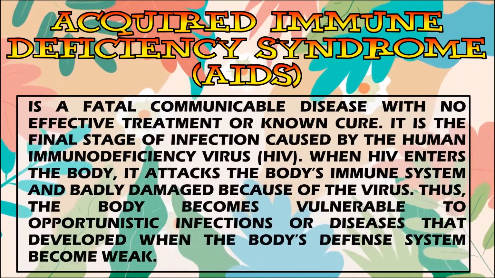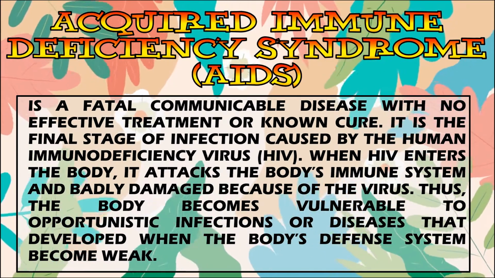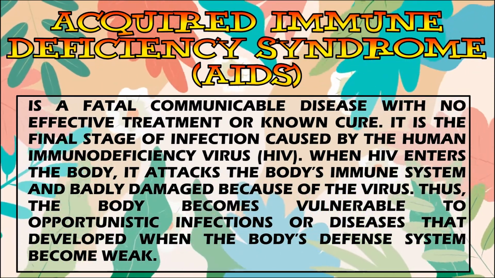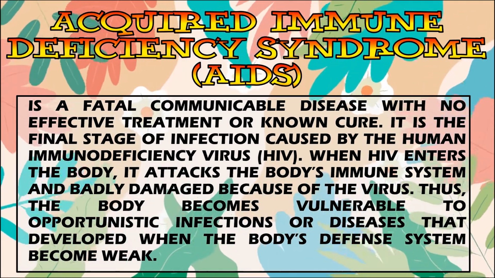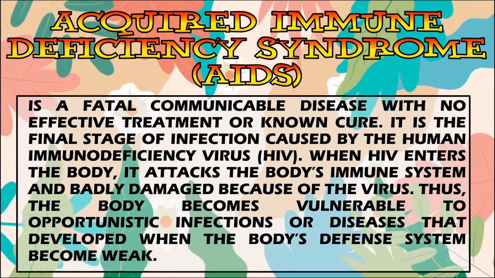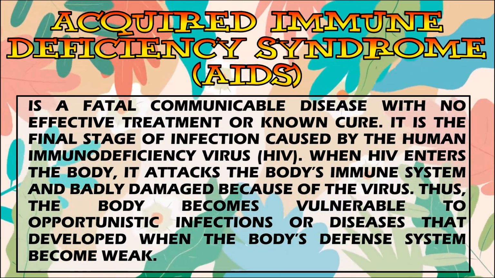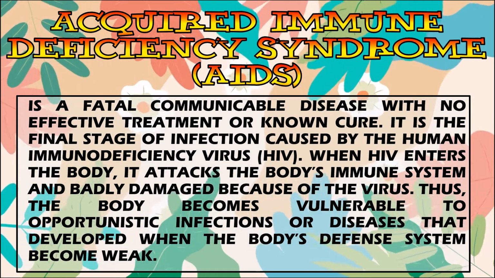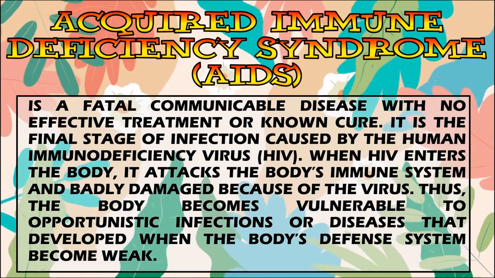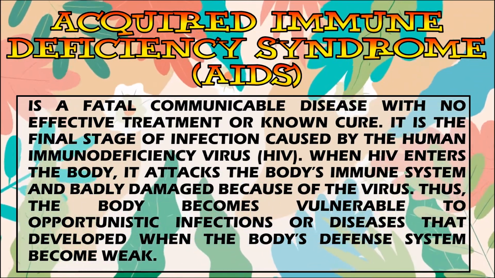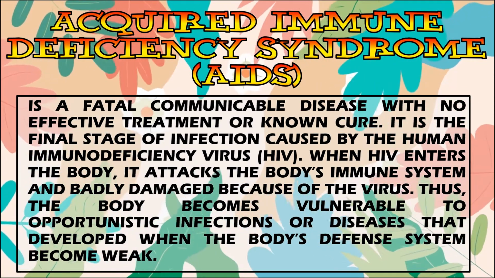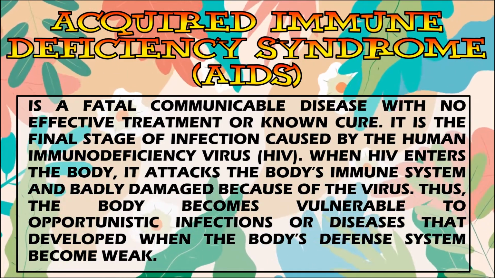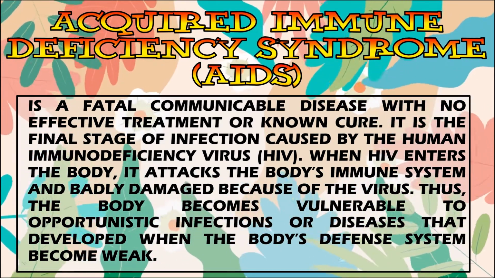Acquired Immune Deficiency Syndrome, or AIDS, is a fatal communicable disease with no effective treatment or known cure. It is the final stage of infection caused by the human immunodeficiency virus, or HIV. When HIV enters the body, it attacks the body's immune system, which is badly damaged because of the virus. Thus, the body becomes vulnerable to opportunistic infection or diseases that develop when the body's defense systems become weak.